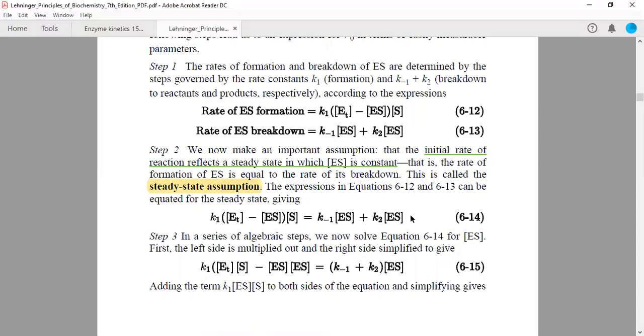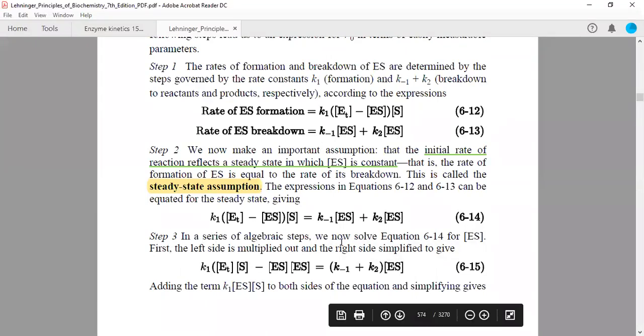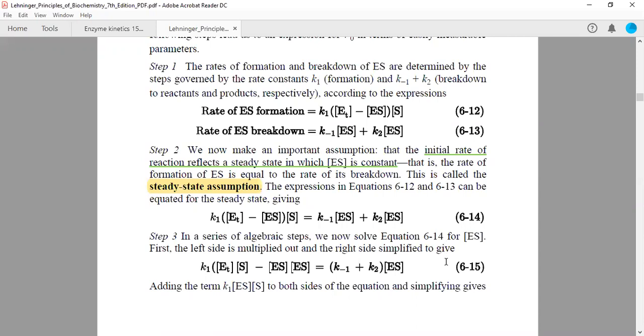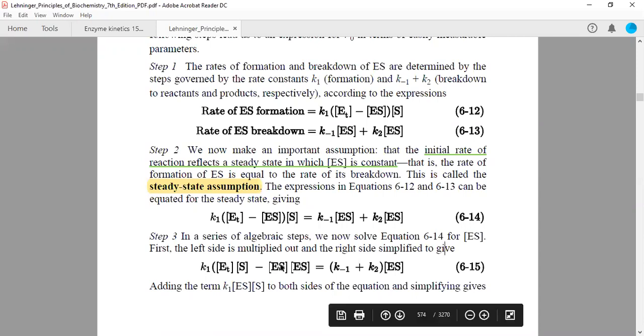Then the third step in the series of steps is that we will rearrange these values. Now this particular equation, which is equation 6-15 in this book, the 7th edition Lehninger, is given, but it is not correct actually.